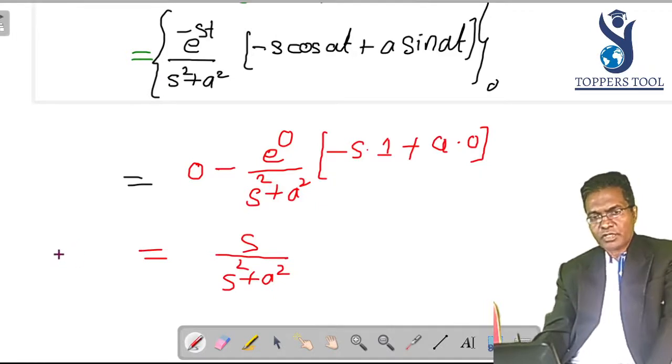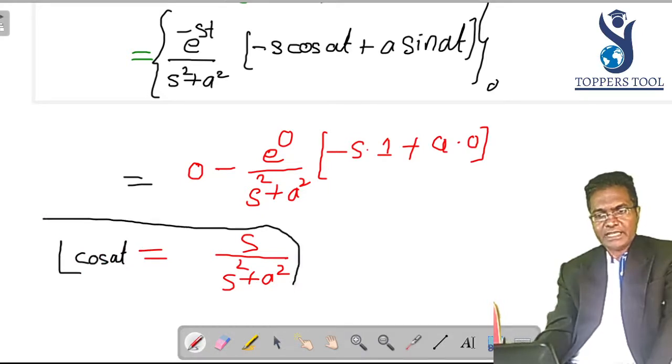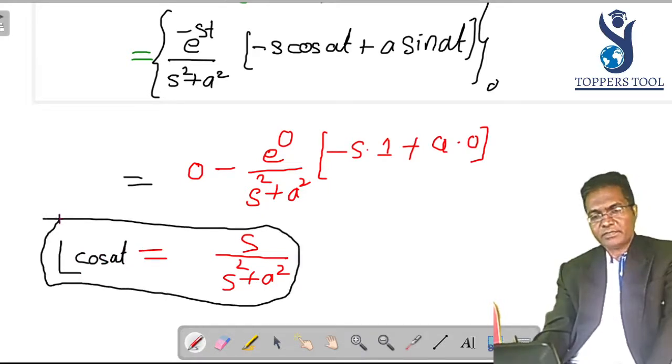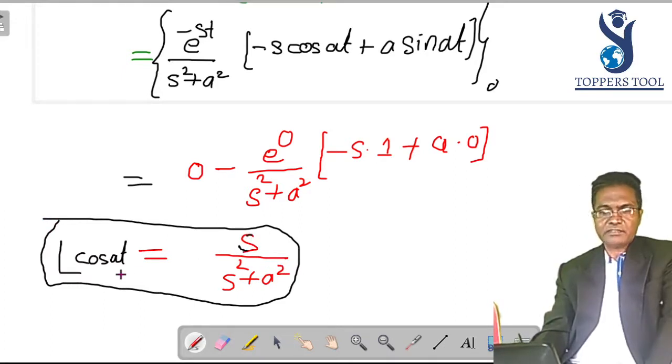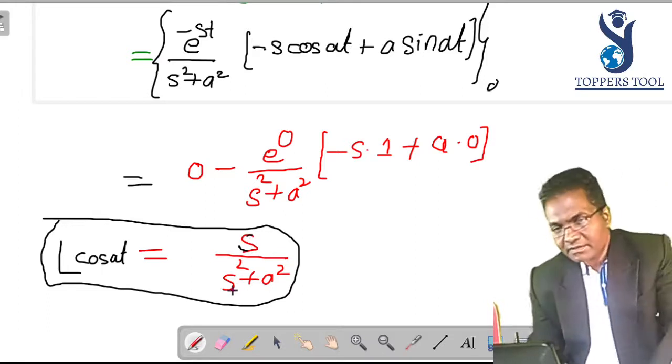So this is your Laplace transform of cos at. So please remember, Laplace transform of sine at is a by s square plus a square. Laplace transform of cos at is s by s square plus a square.